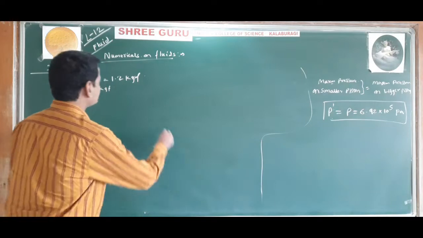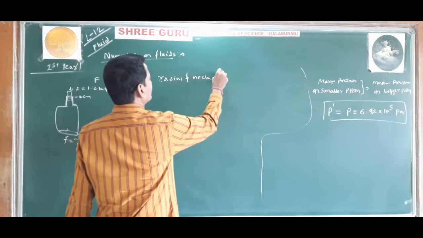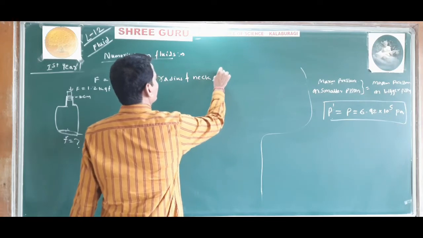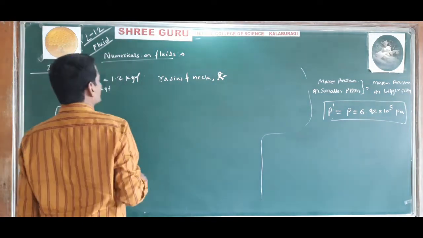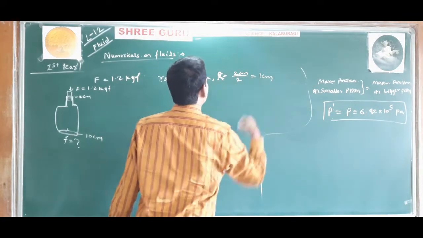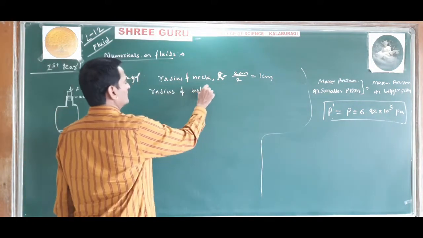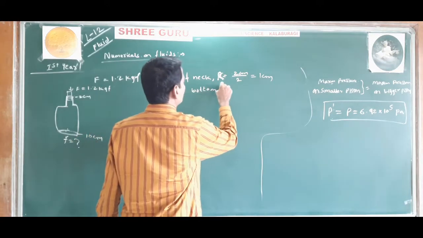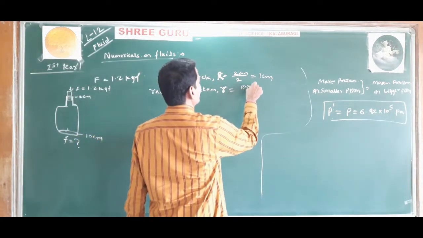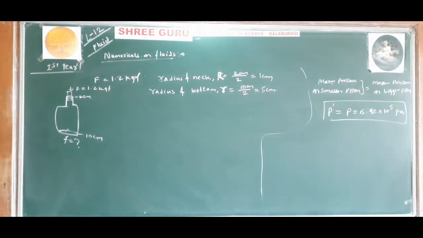Understood? So here, radius of neck, I will write it as capital R, and diameter is 2 centimeter. So 2 centimeter divided by 2, that is 1 centimeter, right? And now radius of bottom, I will write it as small r. Diameter is given as 10 centimeter. So 10 centimeter divided by 2, that is 5 centimeter, right?